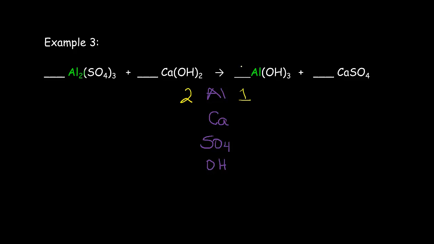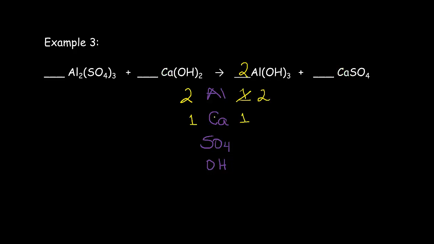A total of 2. I'm going to put a 2 in front because when we balance equations, we cannot change these subscripts down here. So we have 2 aluminum hydroxides. So this number changes to 2. Our aluminums are now balanced. Now let's go to calcium. Okay, on the reactant side, the only place we can get calcium is from calcium hydroxide, and there is 1. And on our product side, we can only get calcium from calcium sulfate, and there is 1. There's an implied 1 there. Our calciums are already balanced.